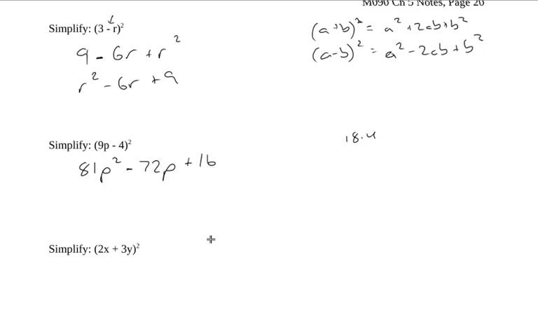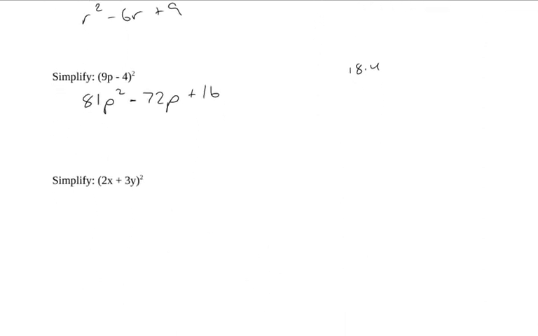All right. And this last one, we're taking a sum and we're squaring it. So it's going to be the first thing squared, 4x squared, plus 2 times the product of these. 2 times 2 times 3 is 12. I get an x and a y. Then we'll take this one squared, which is 9y squared.